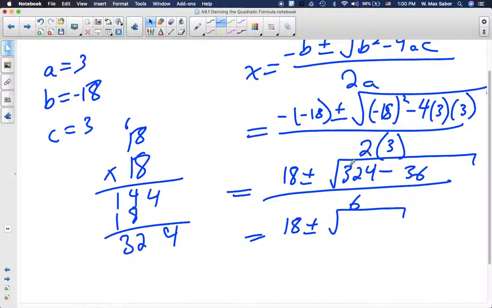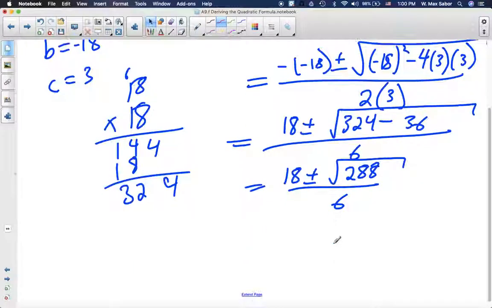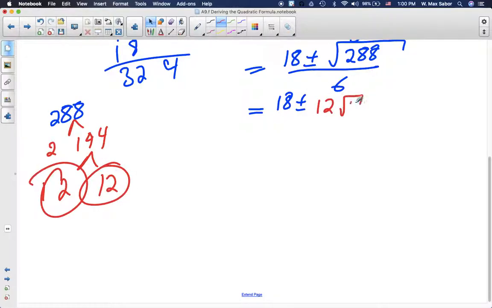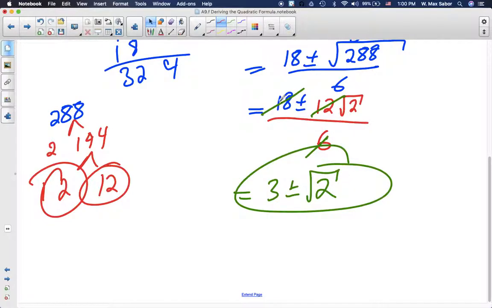Plus or minus. 324 minus 36 is 288 all over 6. 288, taking the square root of that. This is 2 times 144. 144 is a perfect square. It's 12 times 12. So we can say this is 12 square roots of 2 over 6. These numbers are all divisible by 6. So we can say this is 3 plus or minus the square root of 2. And that's our answer.